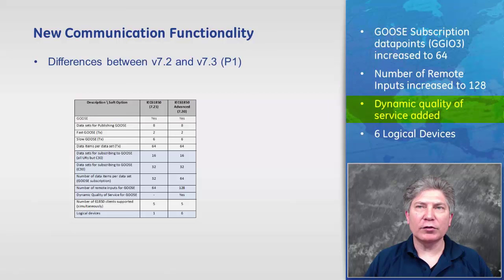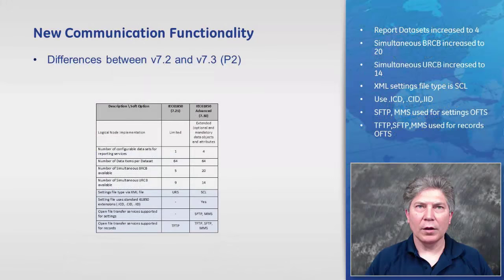A dynamic quality of service was added, and the number of logical devices increased from 1 in version 7.2 to 6 in version 7.3. The number of configurable data sets for reporting services increased from 1 in version 7.2 to 4 in version 7.3. The number of simultaneous buffered report control blocks available increased from 5 in version 7.2 to 20 in version 7.3. The number of simultaneous unbuffered report control blocks available increased from 9 in version 7.2 to 14 in version 7.3.